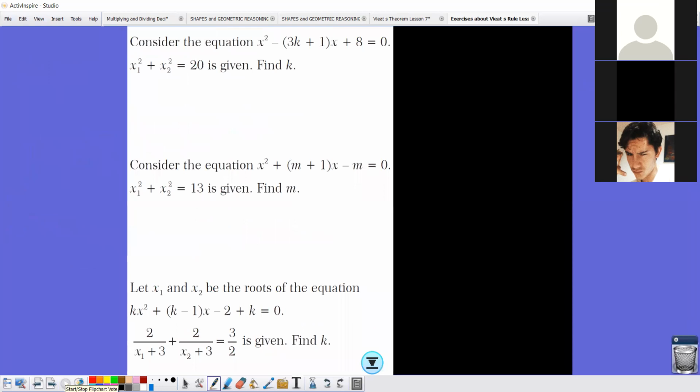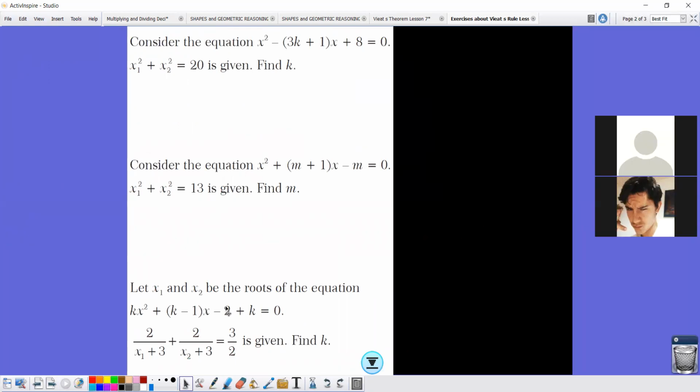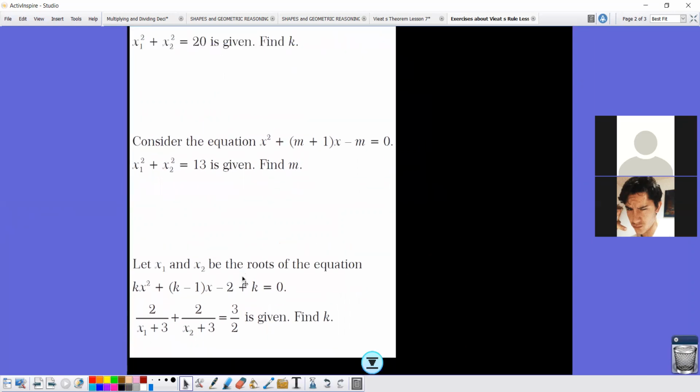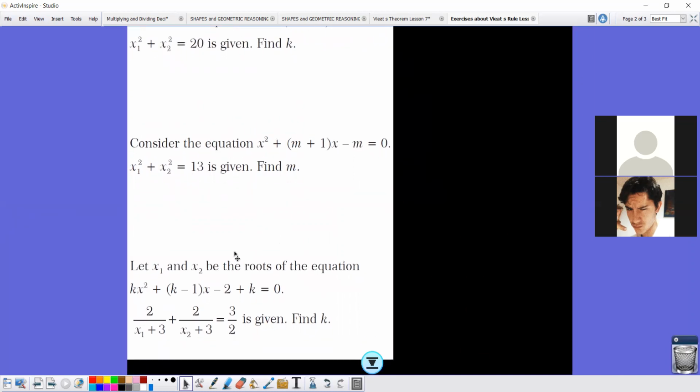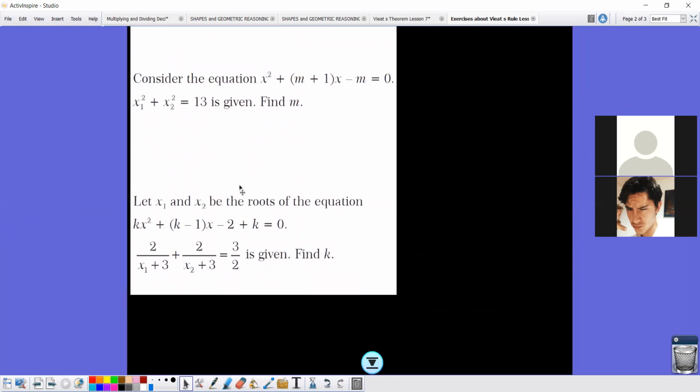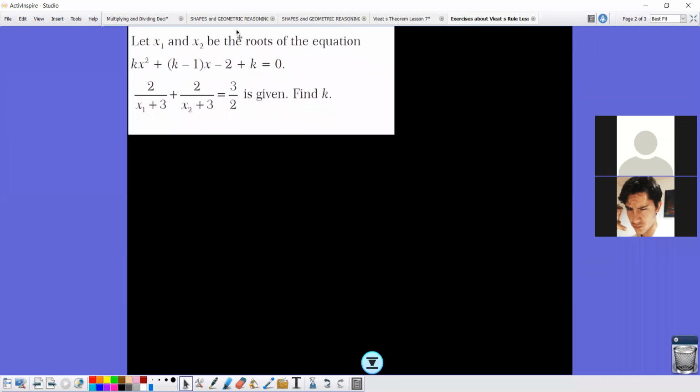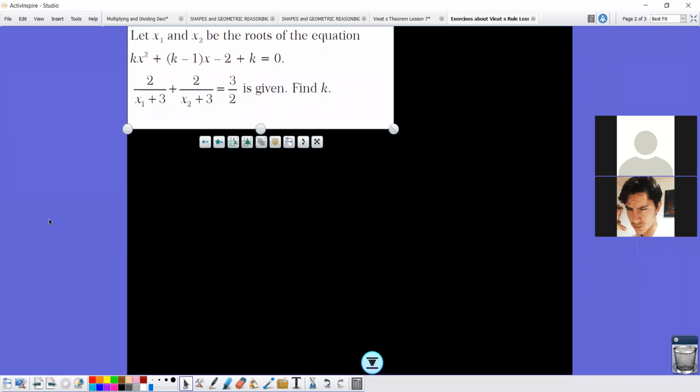Which one do you want me to solve? The last one, teacher. The harder one, teacher. This one? Let's solve this. Teacher, maybe it's easy, but it has too many fractions. When you see fractions directly, you think that it is hard.